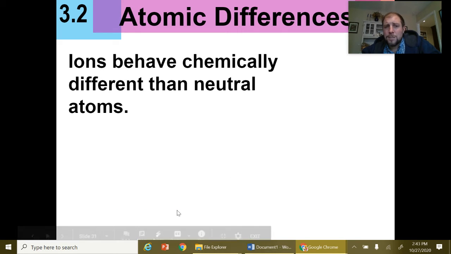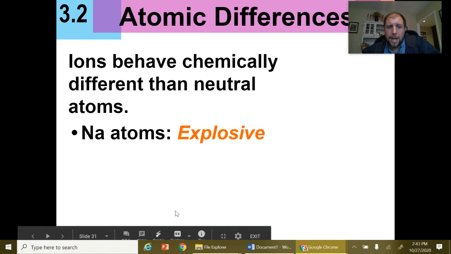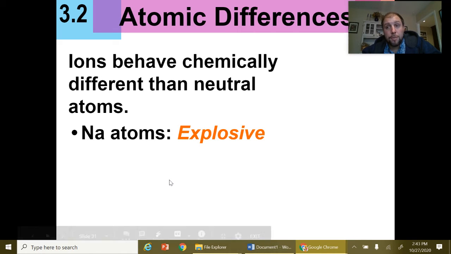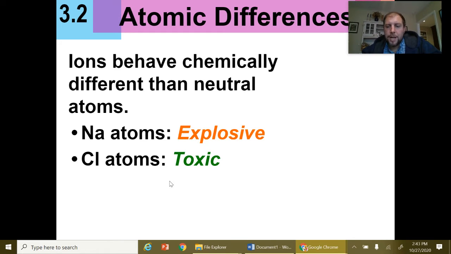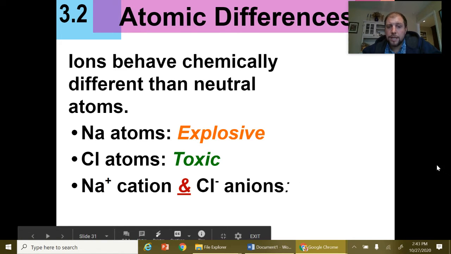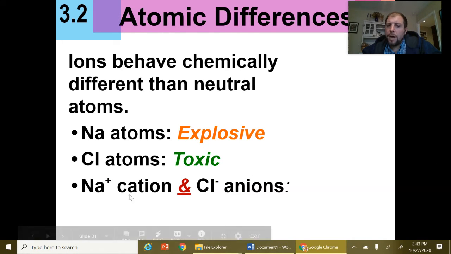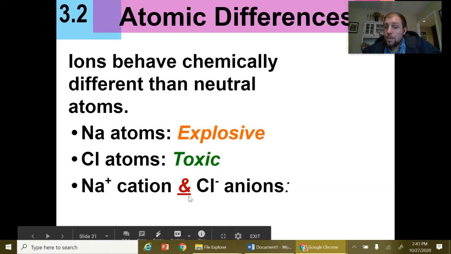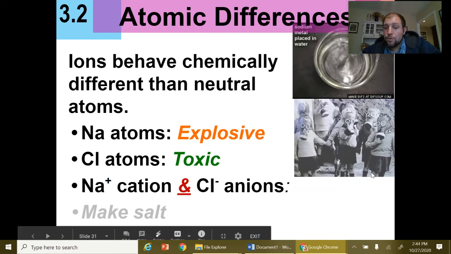Ions behave chemically different than their neutral atoms. For example, as I've demonstrated before in this class, if you put sodium atoms into water, they explode. Sodium, pure, uncharged, neutral sodium atoms are explosive in water. Chlorine atoms, uncharged, neutral chlorine atoms, are extremely toxic. But if you combine sodium ions and chlorine ions, what you get is just table salt.